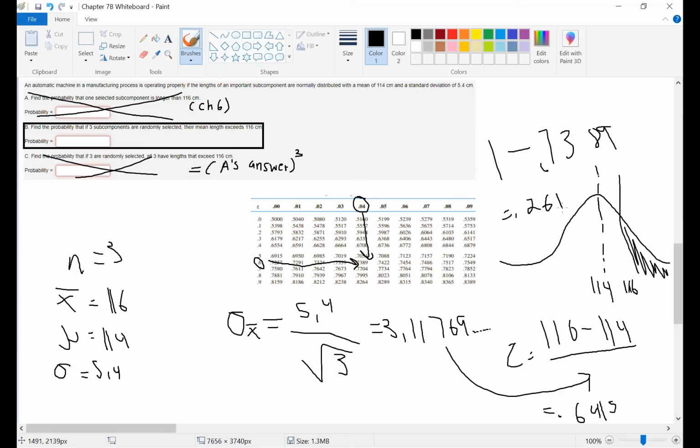Now we can round to 3 decimal places. That'll be our answer. So to put it in context, this 26.1% chance is the probability that if we take 3 components, their mean length will be over 116.